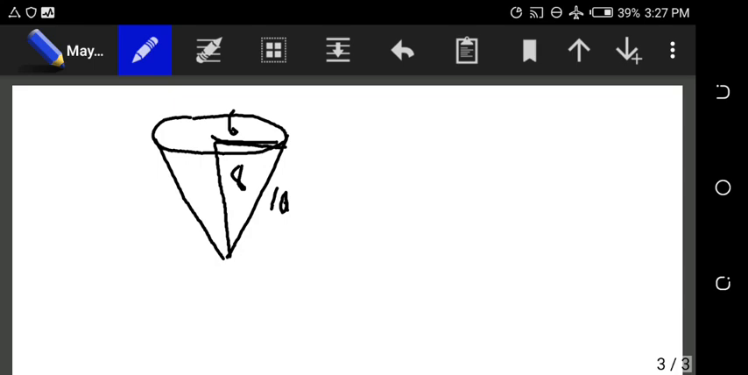So going over to our volume, the volume of a cone is given by 1/3 pi r squared h. That's the volume of a cone. It's the 1/3 of the volume of a cylinder. Remember that pi r squared h is the volume of a cylinder. Therefore, the volume of a cone is 1/3 of the volume of a cylinder.